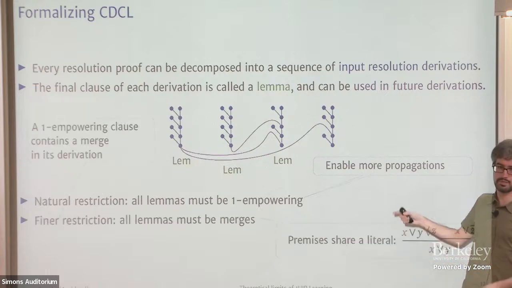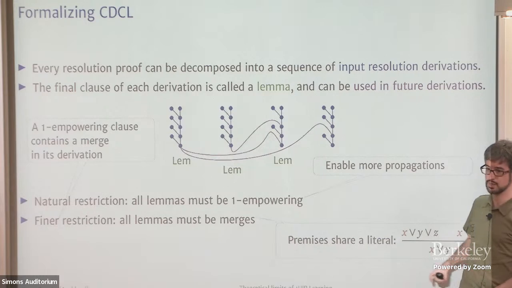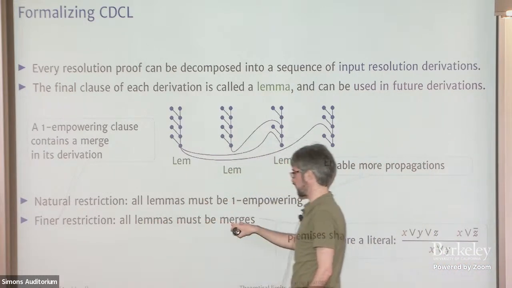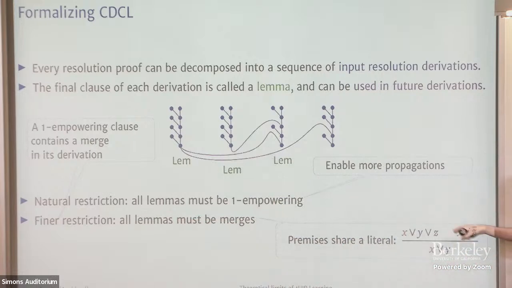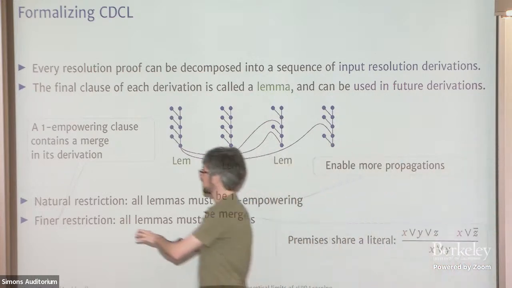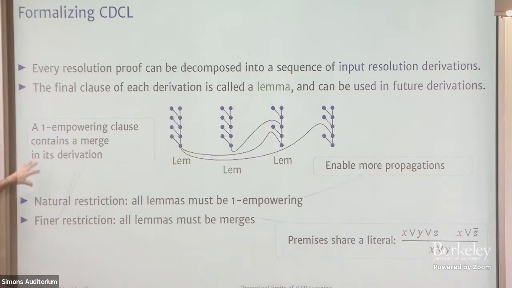So instead of that, there's a similar restriction that we can do, and it's to ask all lemmas to be merges. So a merge is a resolution step where we have two clauses sharing a literal in addition to a variable with opposite signs. And then this literal will get merged when they are getting resolved. So that's what happens. And it turns out that merges and one empowering clauses are fairly related, so it really makes sense to ask for this. If you work with a learning scheme like first UIP, then you get exactly this restriction. And by doing some modifications, you can actually also capture other learning schemes, but I won't go into details.